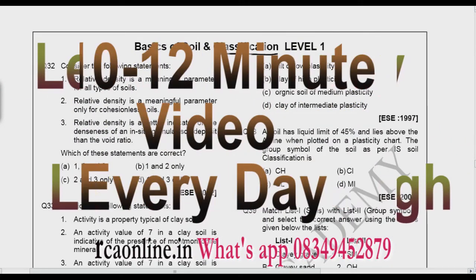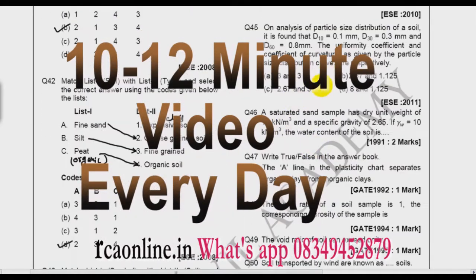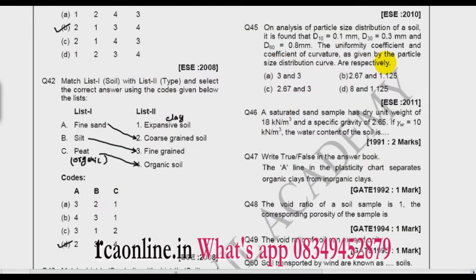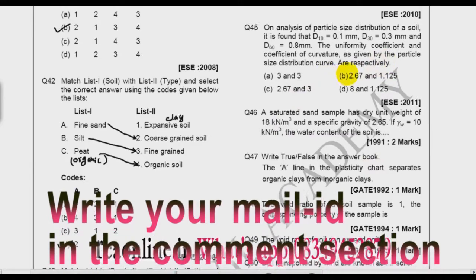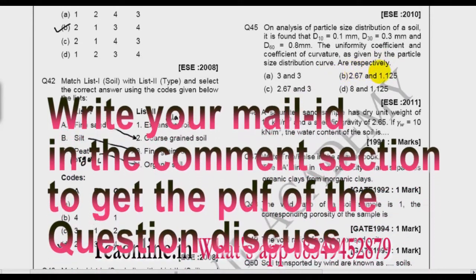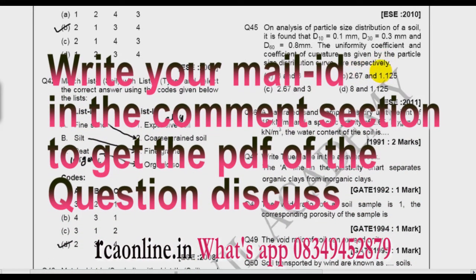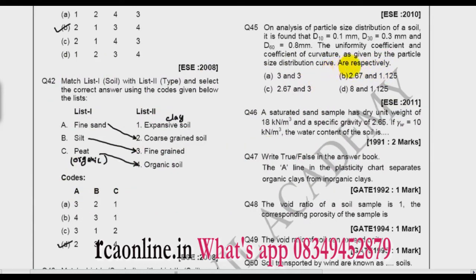So straight away let us move to the question on analysis of particle size distribution of soil. It is found that D10 is 0.1 millimeter, D30 is 0.3 millimeter and D60 is 0.8. Find the uniformity coefficient and coefficient of curvature as well. So what is my CU? It is D60 by D10. So what is my D60 here? It is 0.8. And what is D10? It is 0.1. So what you get CU as? You get CU as 8.